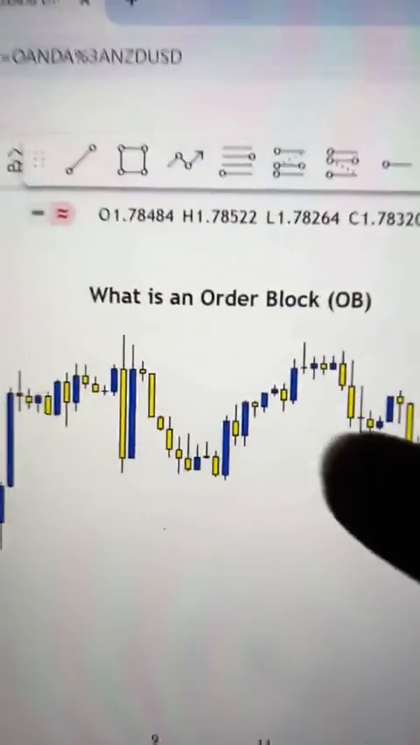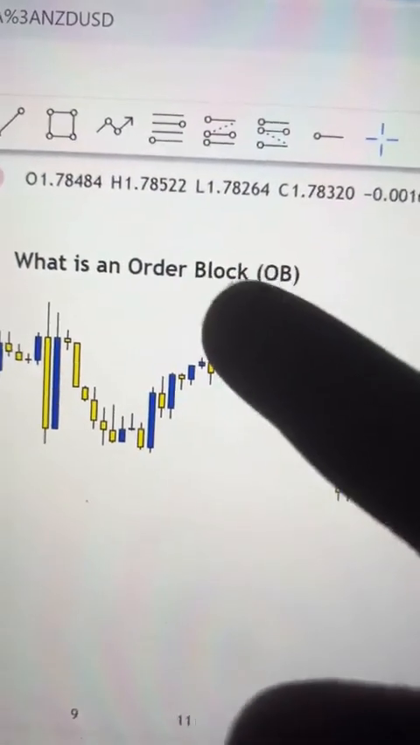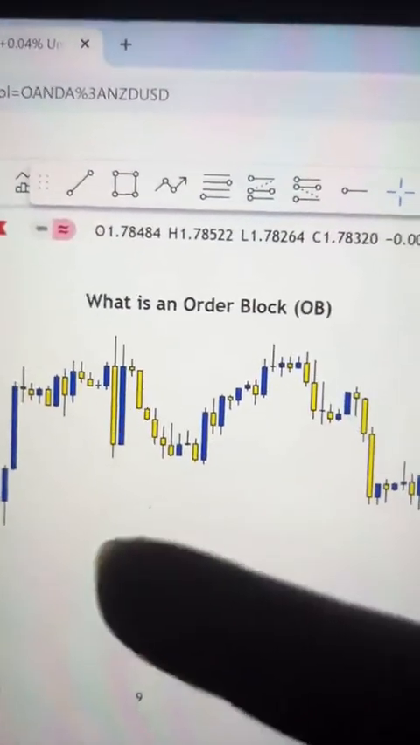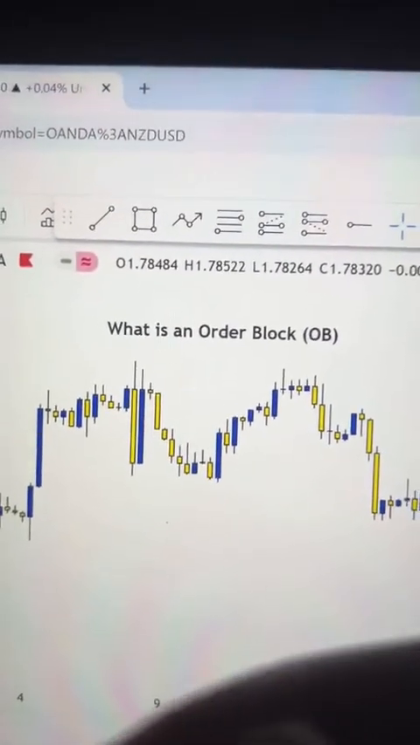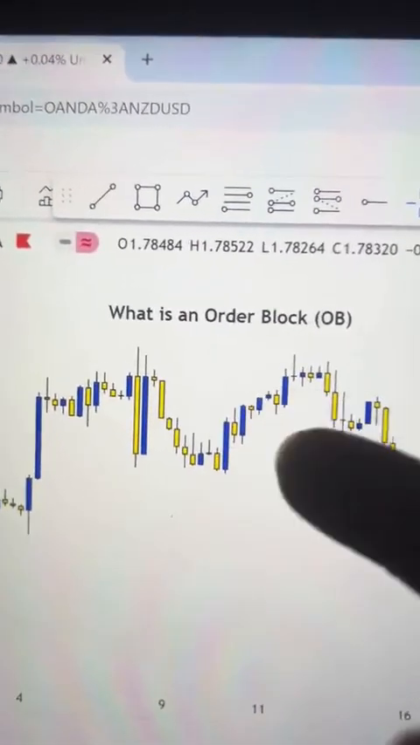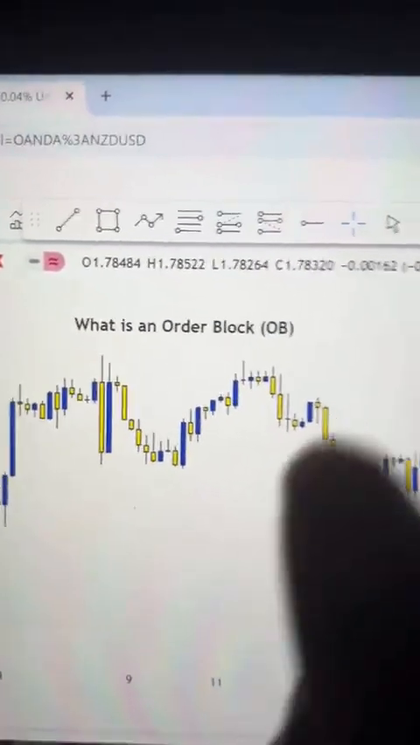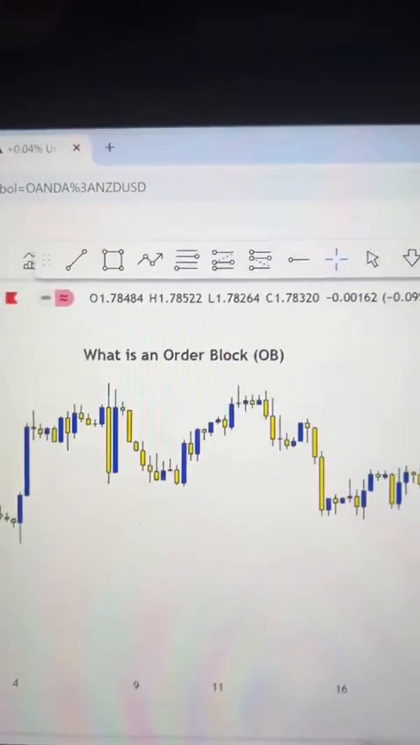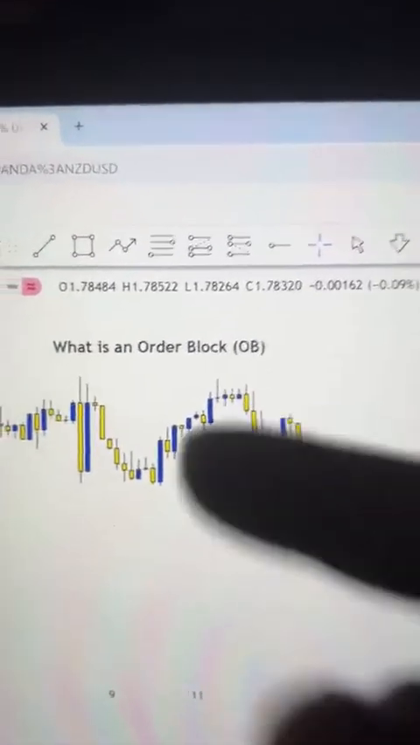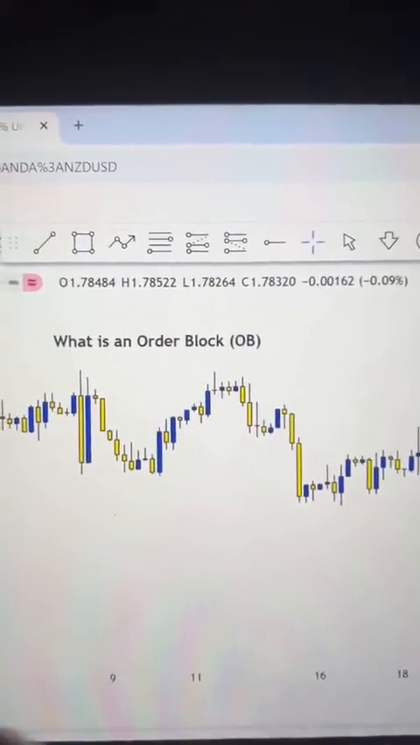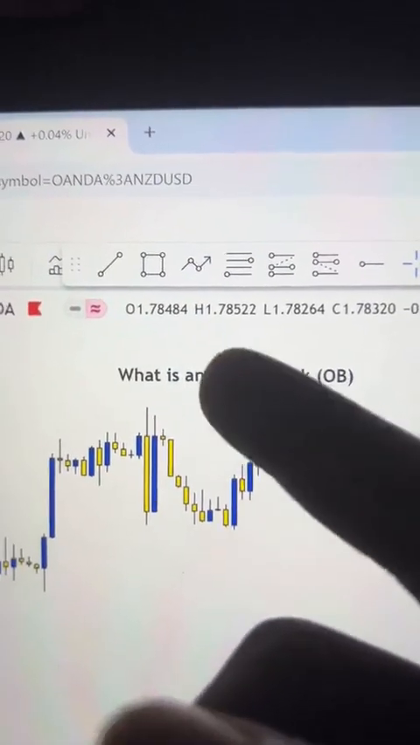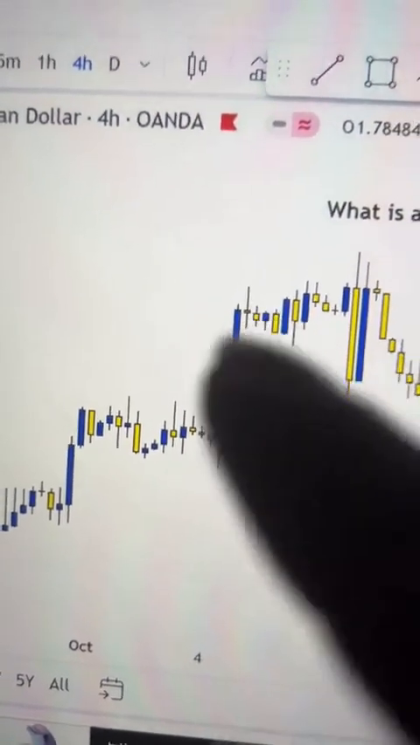First things first, we have order and we have block. What is order? Order is when you are requesting an item. You want to buy an item. Why block? Block is a huge amount. Let's say someone sends a huge amount to your account, we tend to call that amount a block. You understand? So an order block is an order where a huge amount was dumped in the market. From this area here, a huge amount was put in the market. This area, a huge amount was put in the market.